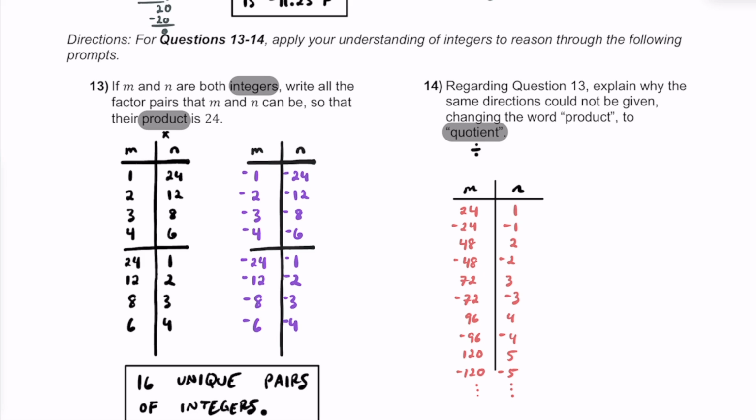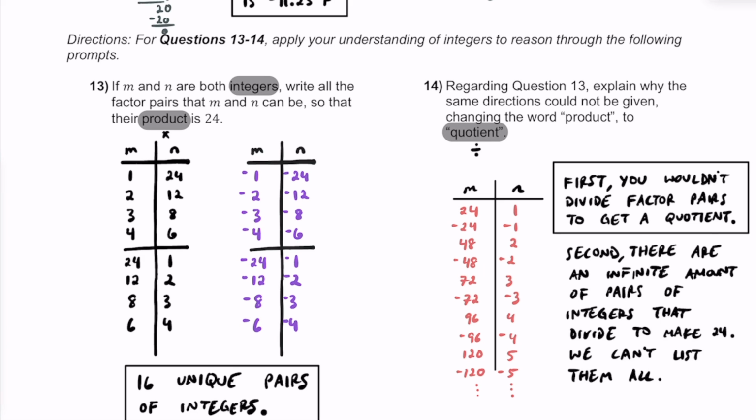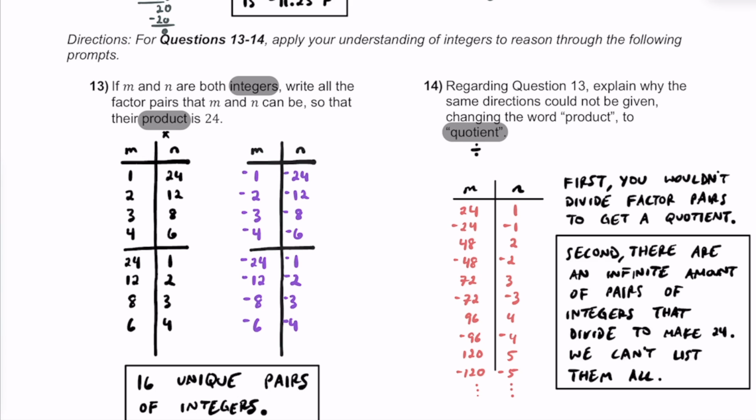So putting this all together, first we wouldn't divide factor pairs to get a quotient, so that wouldn't really make sense. You take a dividend and a divisor to get a quotient, you don't divide factors to get quotients. And secondly, when you do come up with pairs of numbers that actually divide or find a quotient of positive 24, you can't actually list all of them because there would be an infinite number of pairs of integers that would divide to get positive 24.